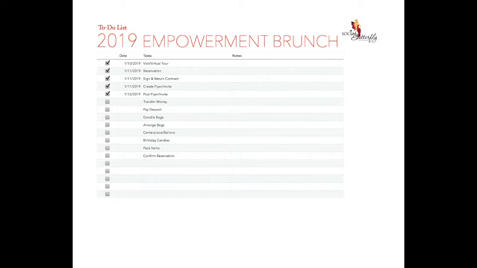So this list is going to consist of everything you need to do, making sure that every I is dotted, every T is crossed. So if you need to go visit different venues, you're going to put that on your list. If you need to speak to different vendors, you're going to put that on your list. Sending out invitations, I should say. If you're creating a flyer, when you're producing it, when you're sending it out, and so on and so forth.